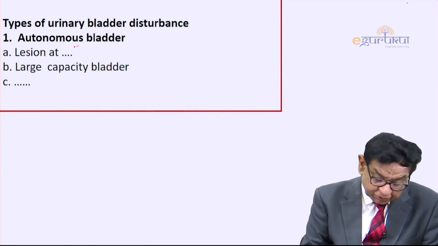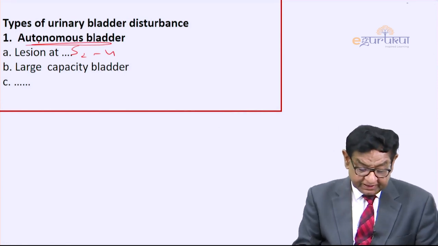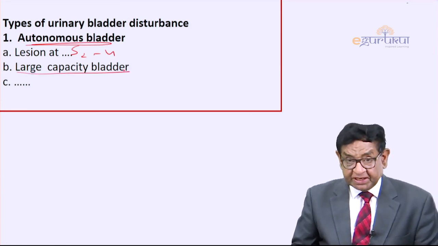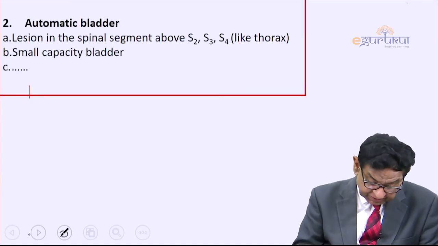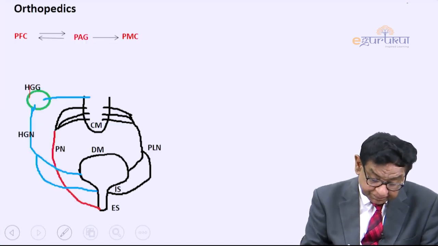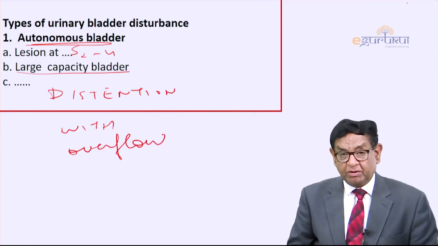So lesion at S2, 3, 4, we call as autonomous bladder. Large capacity bladder with thin wall of the detrusor, and there will be distension with overflow. This is the so-called autonomous bladder.